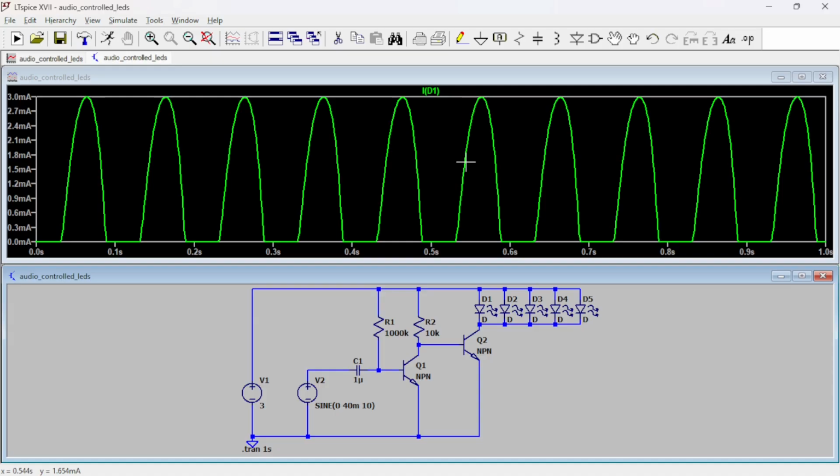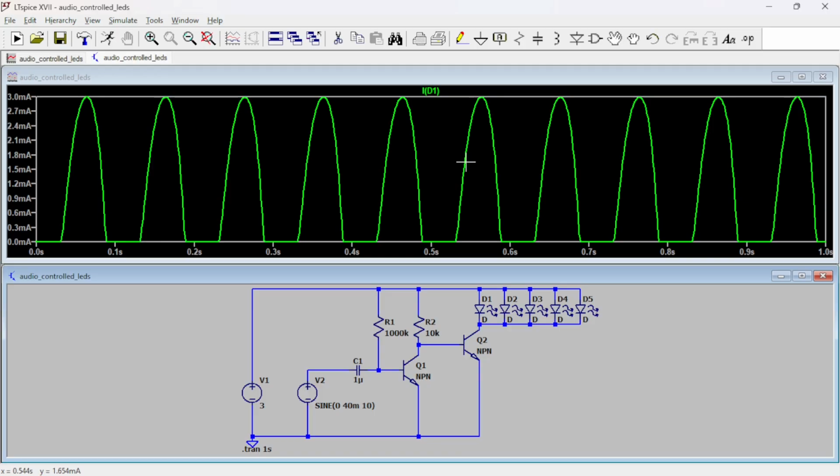And this schematic, actually, I was Googling audio control LED schematics, and I found the exact same circuit in, I think it was Instructables or something like that. It was the exact same circuit.